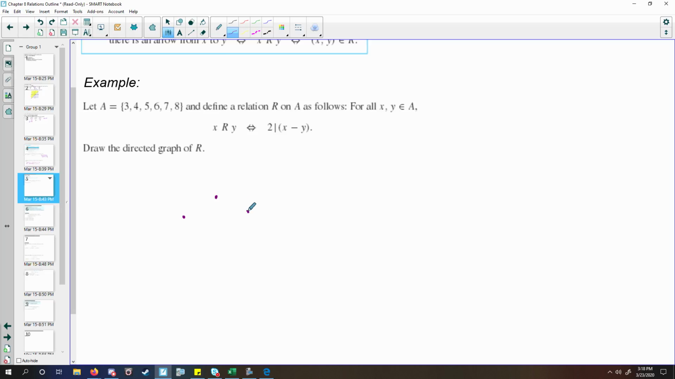So those 6 values, I'm going to create 6 points. Try and space them out to the best of your abilities. And just label them 3, 4, 5, 6, 7, and 8.